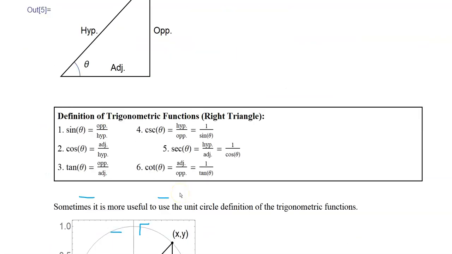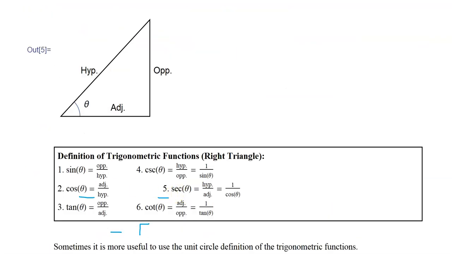Now the definitions of our 6 trig functions are as follows. The sine is the opposite side over the hypotenuse. So the length of the opposite side divided by the hypotenuse, that's what we define to be the sine of theta. Cosine theta is adjacent over hypotenuse. Tangent is opposite over adjacent. And then we have our other trig functions.